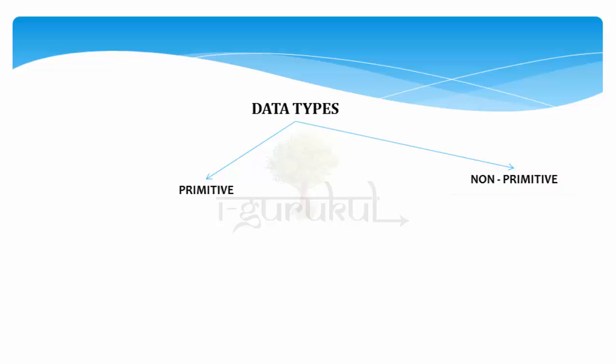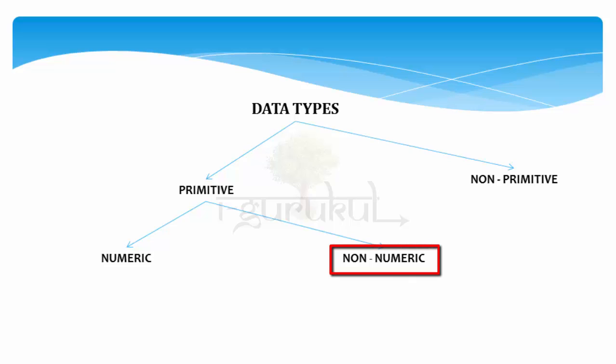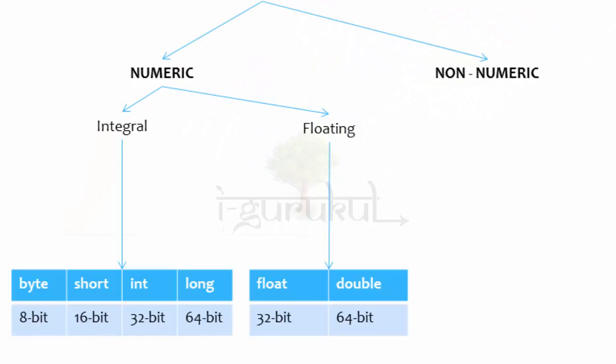Primitive data types are further classified into two categories, numeric and non-numeric. By numeric we mean integers or any value like 10, 10,000, 20,000, 10.1, 20.5, anything. By non-numeric we mean anything apart from numbers. Numeric is again classified into two categories, integral and floating point. Integral is any value that does not contain decimal numbers, and floating point is a value which contains decimal numbers.